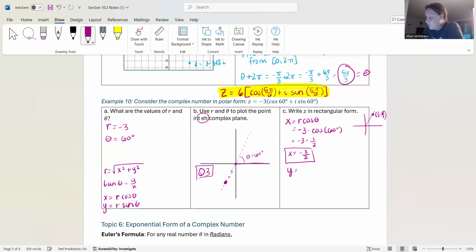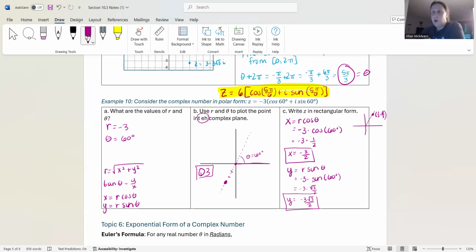We need y. y is r times sine of theta. So that's -3 times sine of 60 degrees. 60 degrees is pi over 3, and sine of 60 degrees is root 3 over 2. So we get -3 times root 3 over 2, so we have -3 root 3 over 2. That is our y.